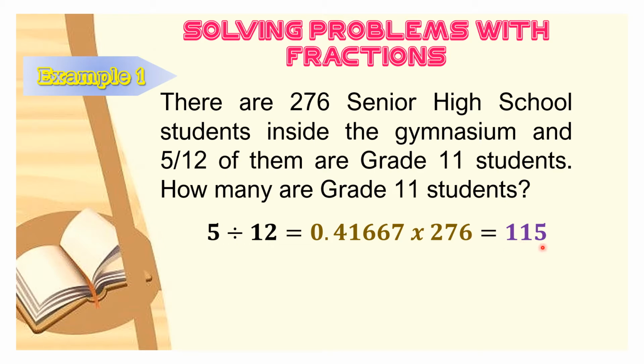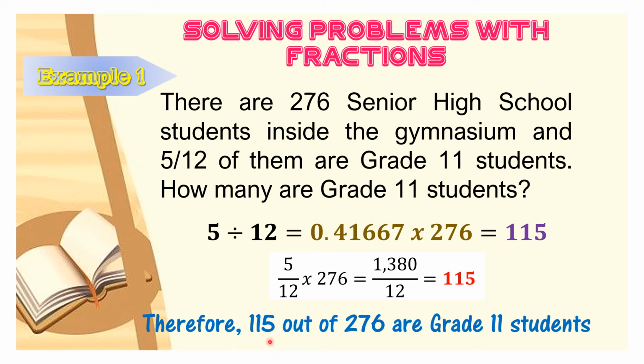The other way of solving this is by this. We have here 5 over 12 times 276. We can simply multiply the numerator to the whole number. So 5 times 276, that is equal to 1,380, all over 12. Copy the denominator, which is 12. So 1,380 divided by 12, that is equal to 115. And our conclusion would be, therefore, 115 out of 276 are grade 11 students.